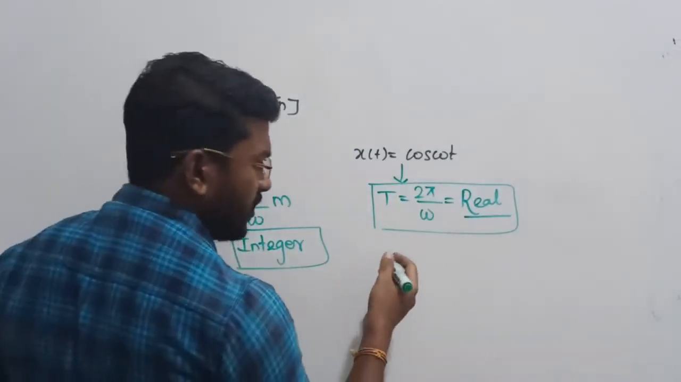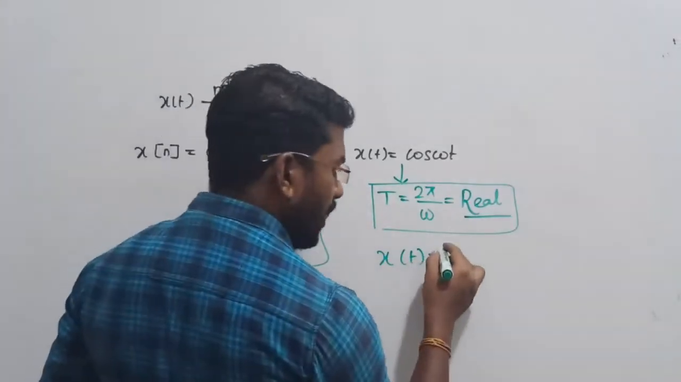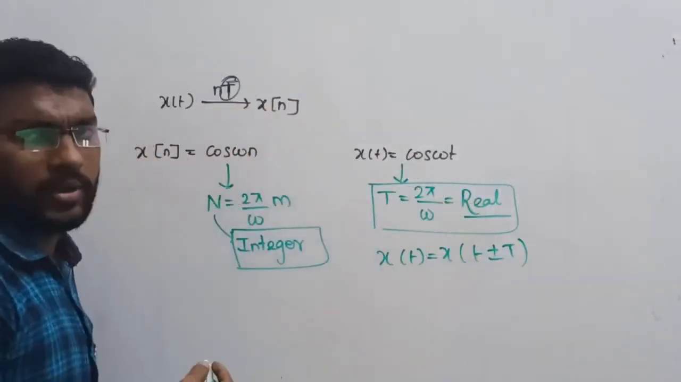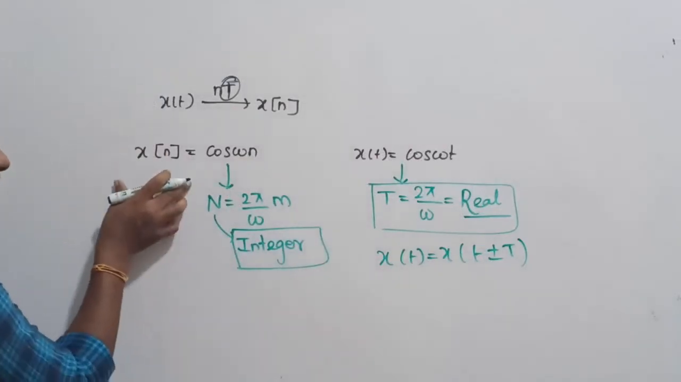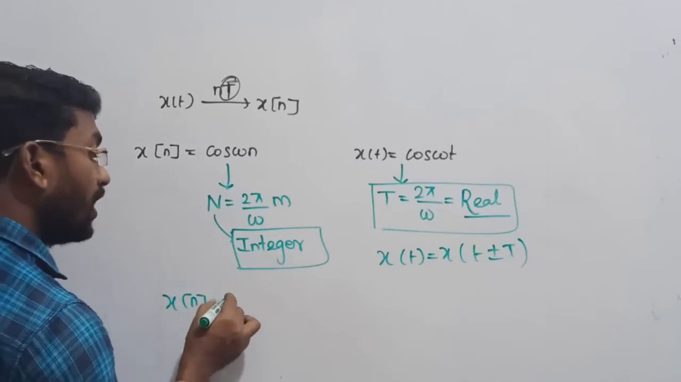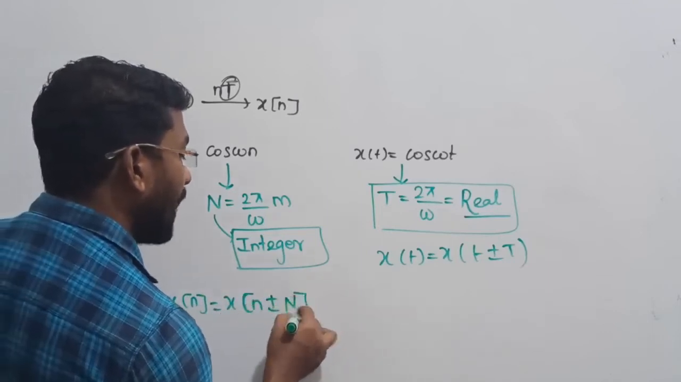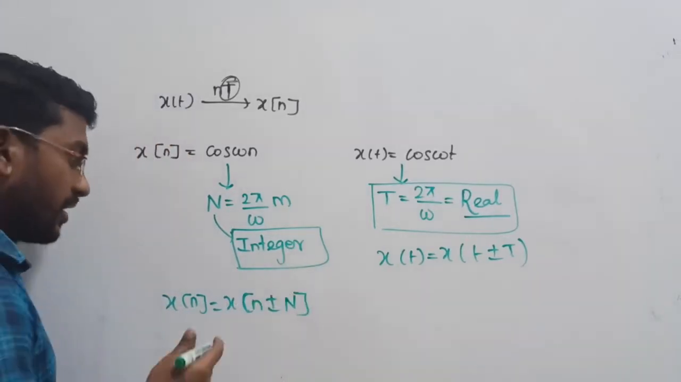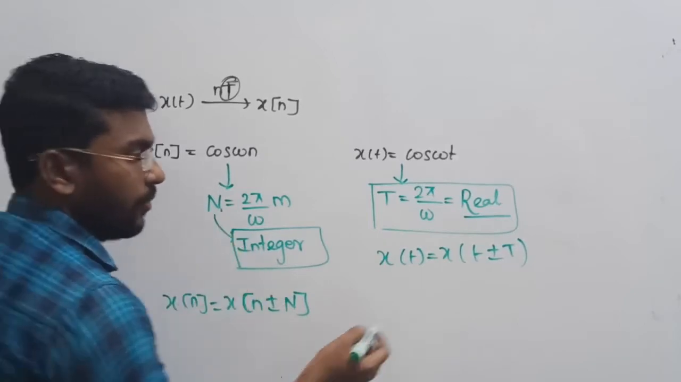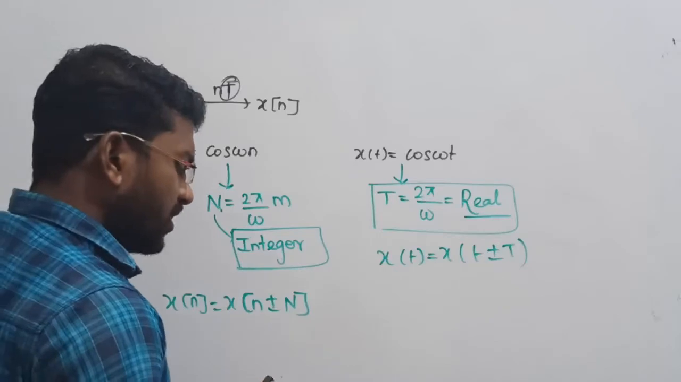In the case of continuous time domain, to satisfy the periodicity, x of t should be equal to x of t plus or minus T. Either you can consider plus T or minus T, it's up to you. Whereas in the discrete domain, the same procedure applies: x of n should be equal to x of n plus or minus capital N. Here capital N is our fundamental time period, and the procedure remains the same.